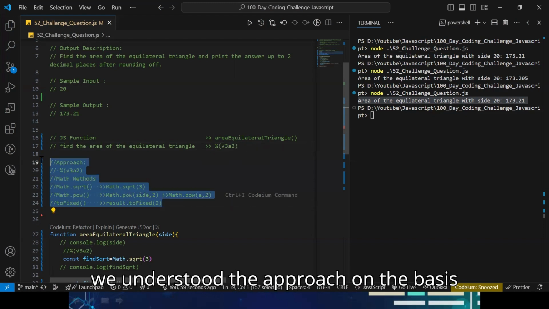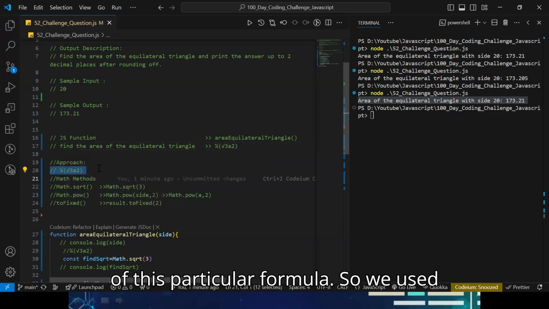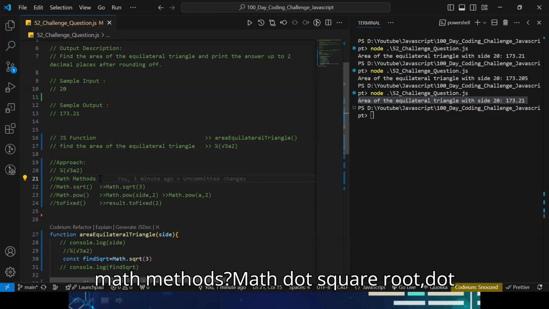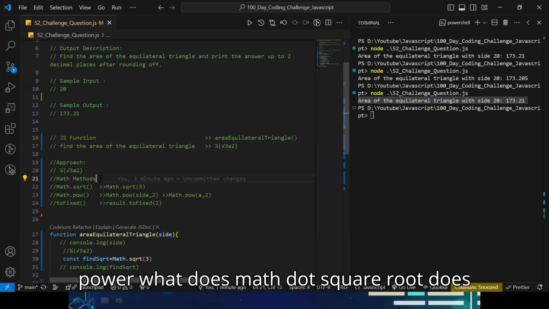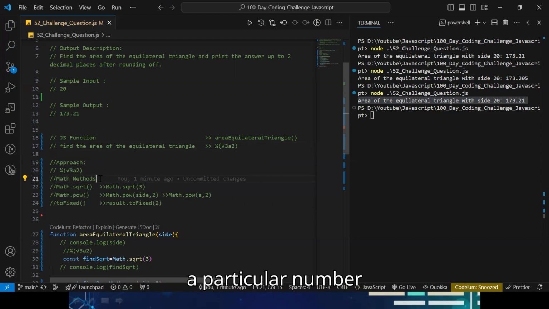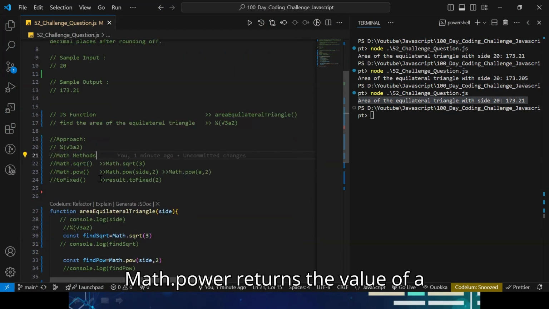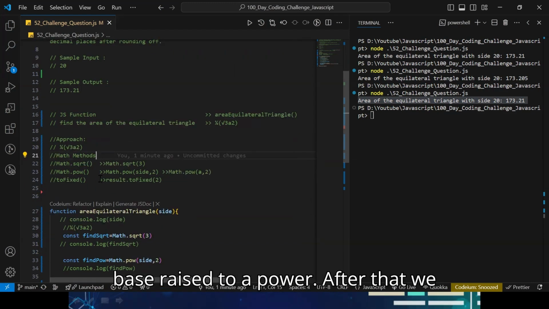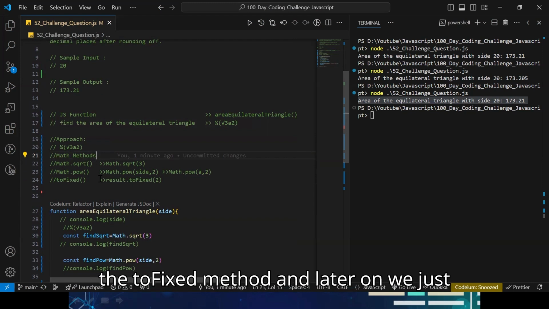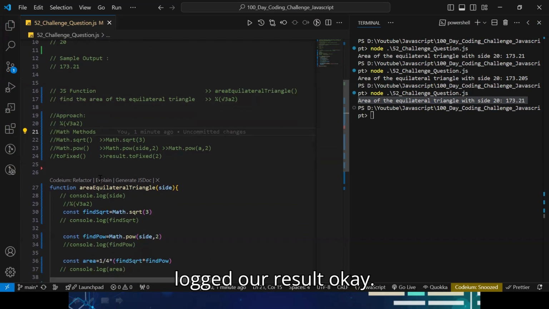And then we understood the approach on the basis of this particular formula. So we used Math methods. What were the Math methods? Math.sqrt and Math.pow. What does Math.sqrt do? It gives us the square root of a particular number. Math.pow returns the value of a base raised to a power. After that, we rounded the result up to two places using the toFixed method, right? And later on, we just logged our result, okay?